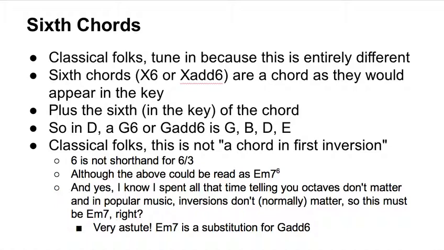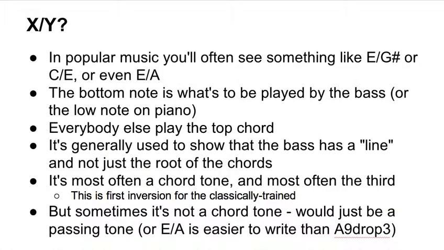And so yes, that is a substitution for an add 6 chord. If you've got a 6 chord, a possible substitution for that is to take whatever the 6 is and make that the root and make a minor 7th chord out of it. So yes, and I know that I told you all this time that inversions don't matter. So yeah, the E minor 7th, for example, is a substitution for G add 6. So that's really all the chord types.